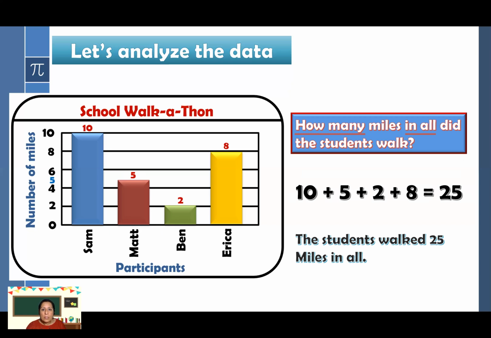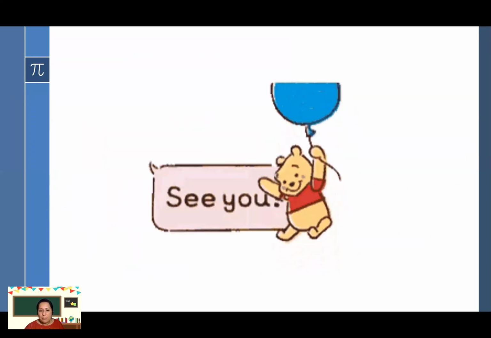So if you notice, we use the graphs, the pictographs, and the frequency charts to find the answers to some problems.